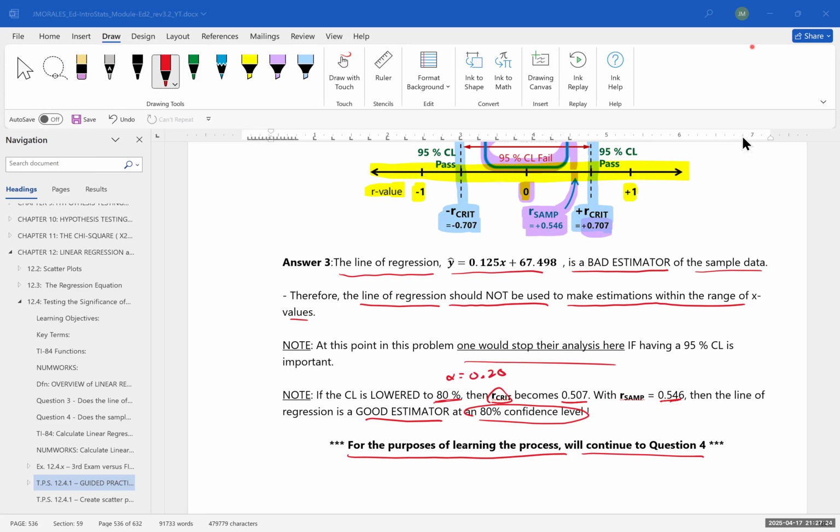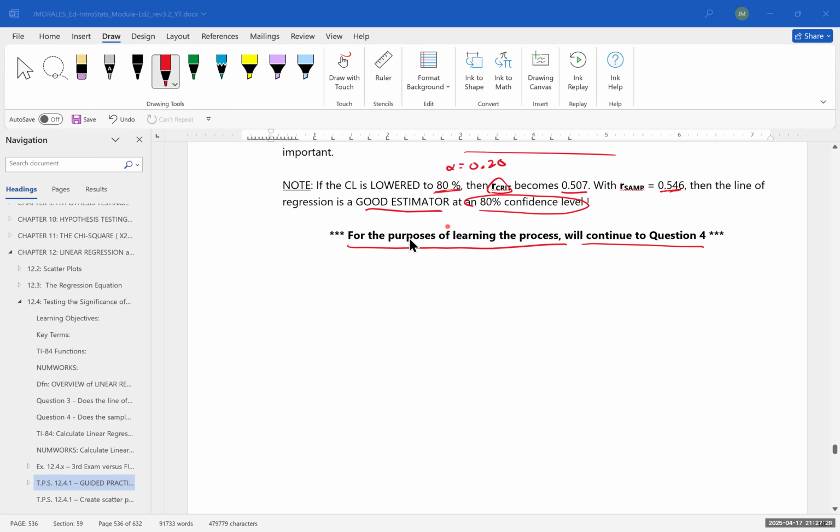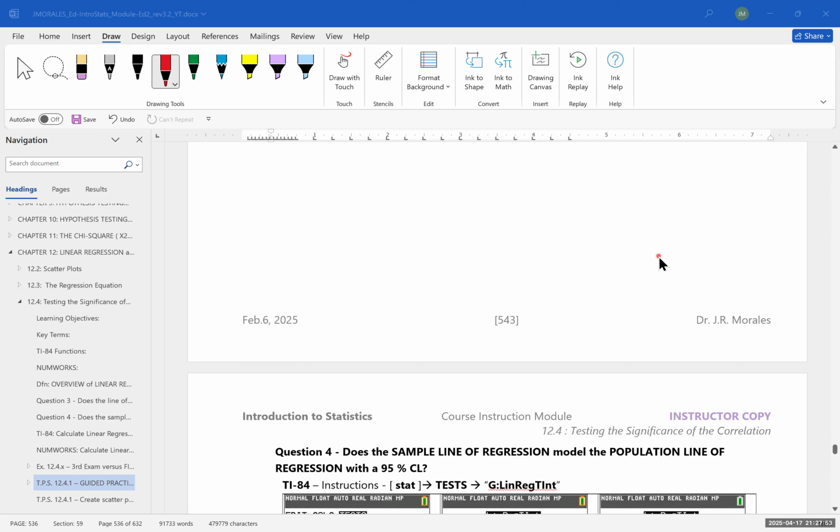All right, so let's keep going. From question 3, let's move on to question 4. Now, again, for learning purposes, we're going to continue to question 4. And the good thing about this is it's going to show us an example of where the slope of the line of regression is not significantly different from 0. So the opposite of the previous example. So you're going to kind of see how that works out.